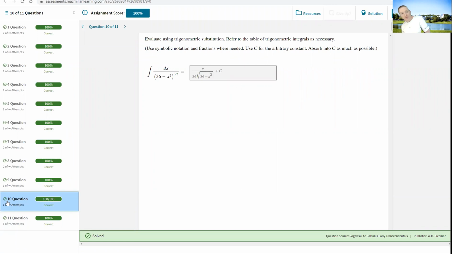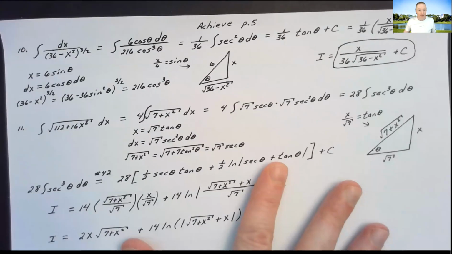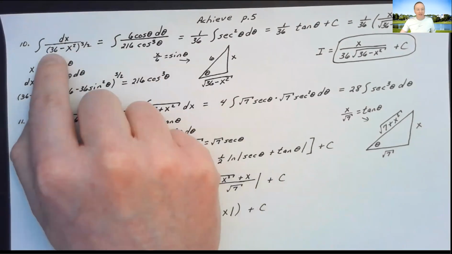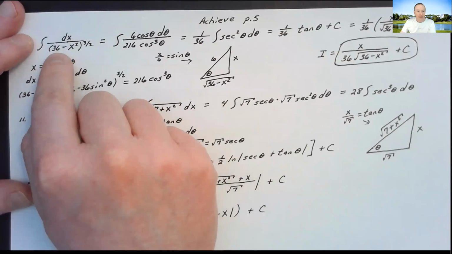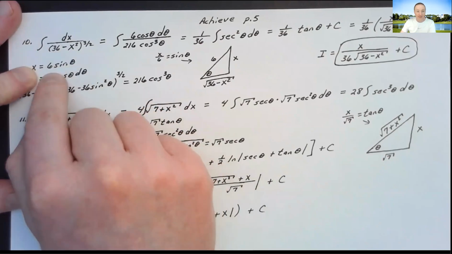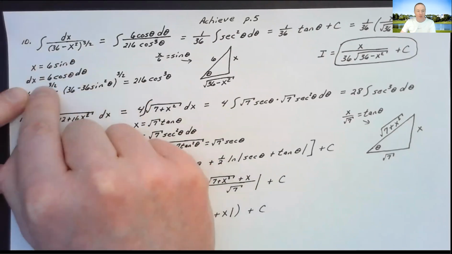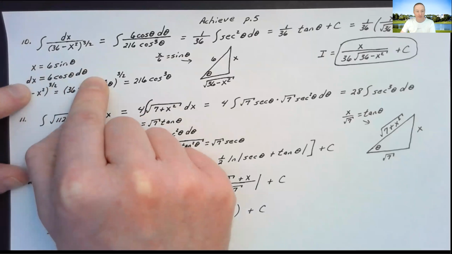Your next question here, number 10, is actually pretty quick and easy. It's the integral of dx over 36 minus x squared to the 3 over 2 power. As soon as you see that a squared minus x squared, you can say a is 6, and you let x equal a sine theta, in this case, 6 sine theta. As soon as I do that, I know that dx is 6 cosine theta d theta.